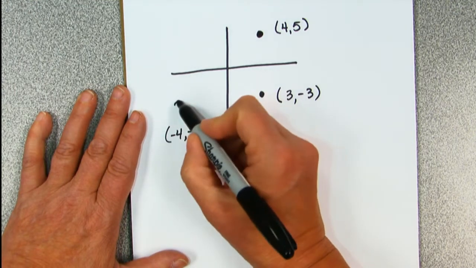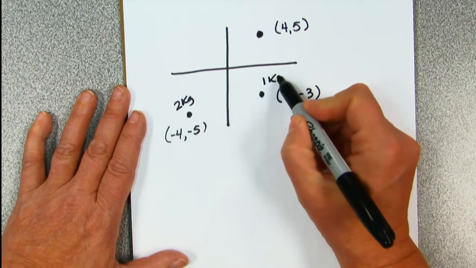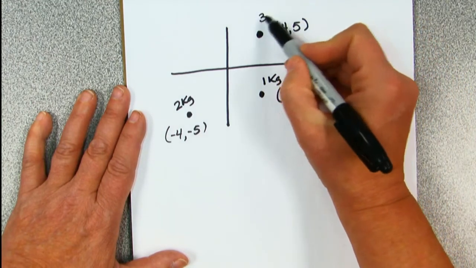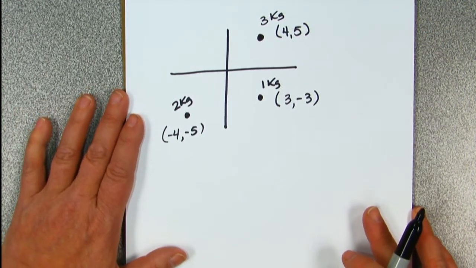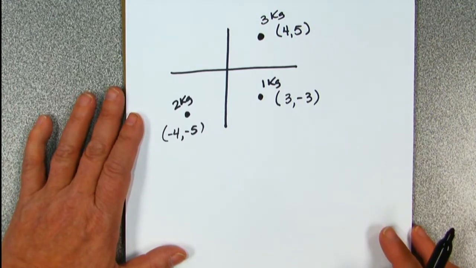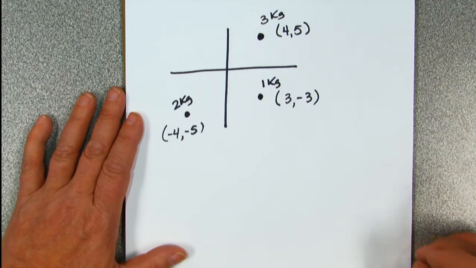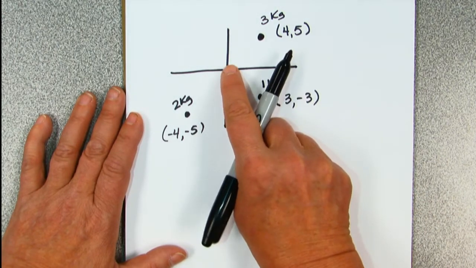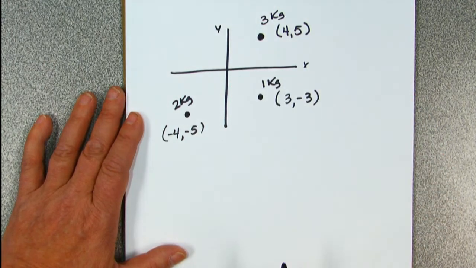This is going to have a mass of 2 kilograms, this has a mass of 1 kilogram, and this has a mass of 3 kilograms. What we're ultimately going to do is calculate the moment of inertia about the origin, about the y-axis, and about the x-axis. But the first thing I'm going to do is find the center of mass of the system. Then we'll go back and do the moments of inertia.